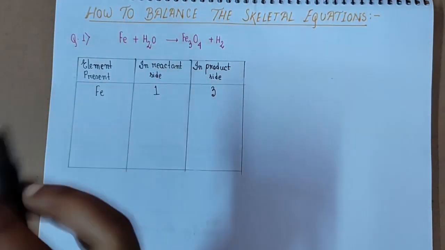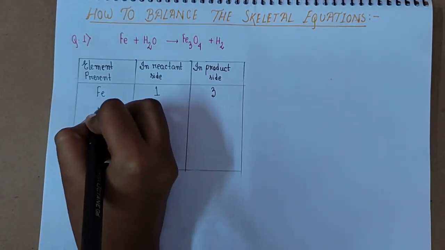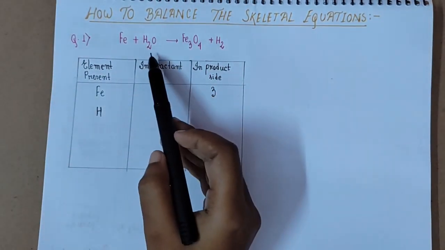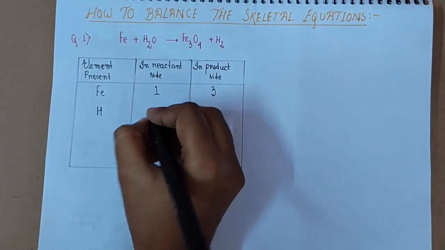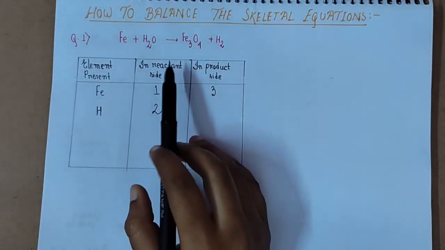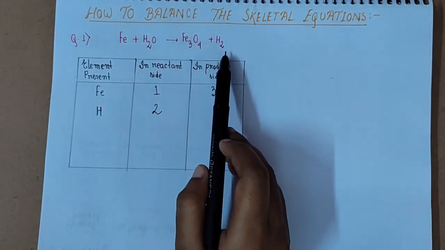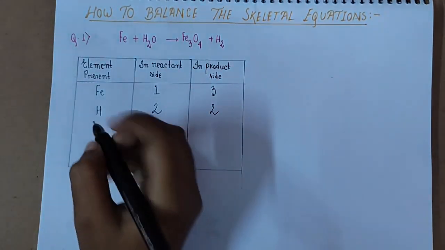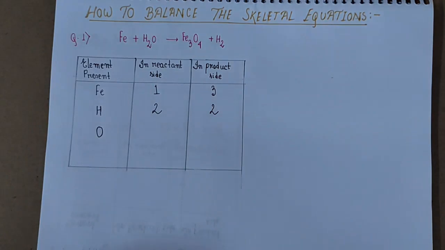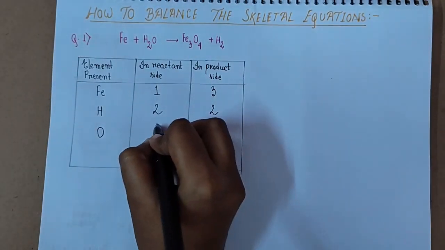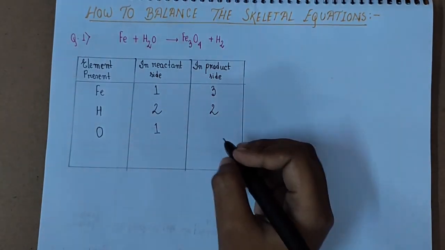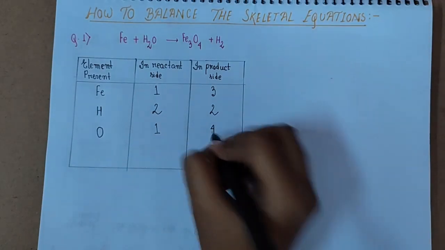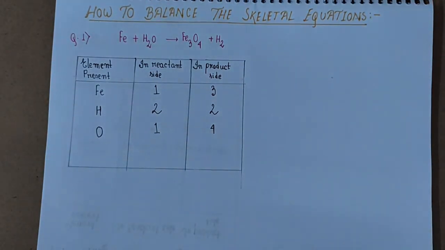Now next one is the hydrogen. As you can see, the number of hydrogen atoms in the reactant side is 2. And the number of atoms of hydrogen in the product side also is 2. And last one is the oxygen. So the number of atoms of oxygen in the reactant side is 1 and in the product side this is 4. So this is our step 1.